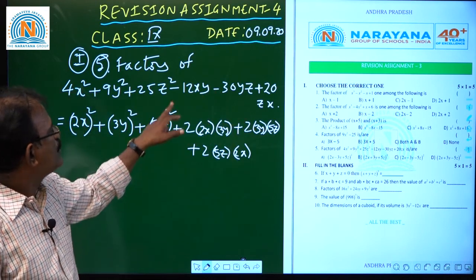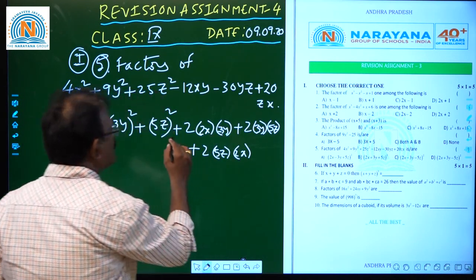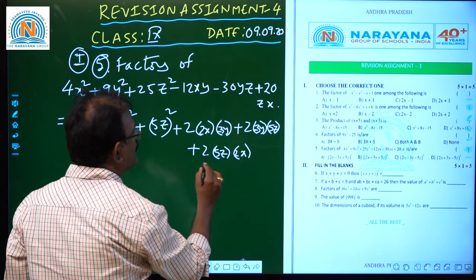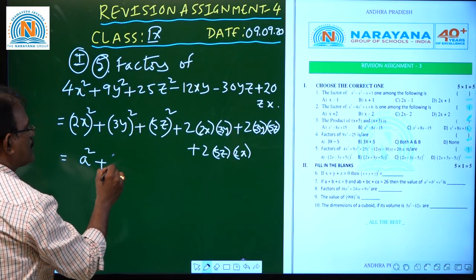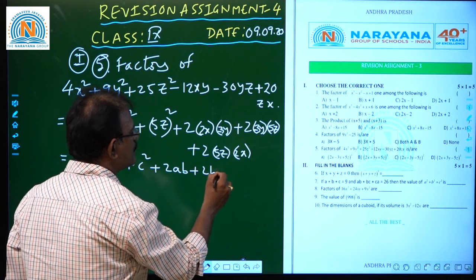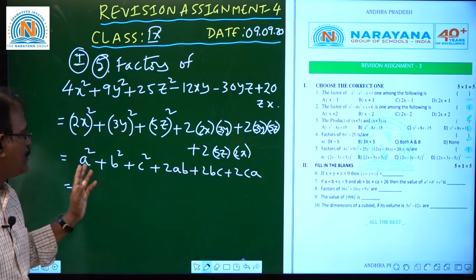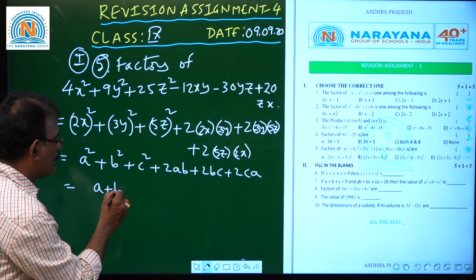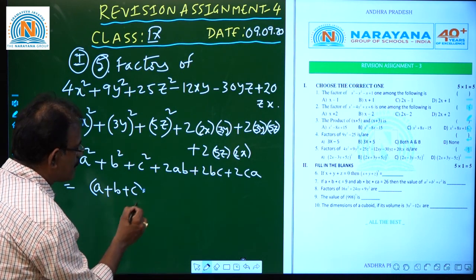Now the symbols: this is minus, but we have plus. So for 3y keep minus, plus into minus, minus. Here plus into plus, plus. So this is in the form of a square plus b square plus c square plus 2ab plus 2bc plus 2ca. The given expression is in that form, so this is (a plus b plus c) whole square, children.